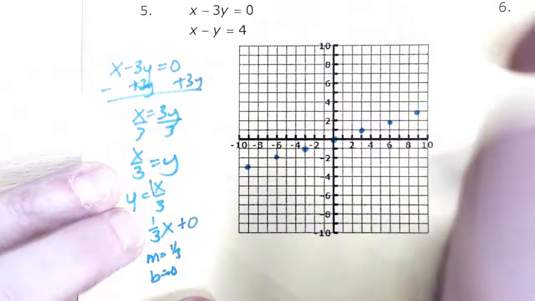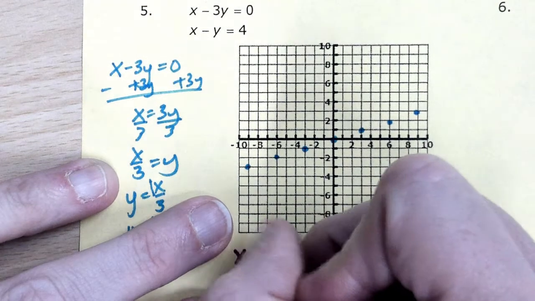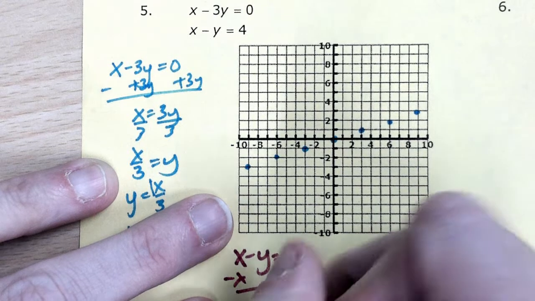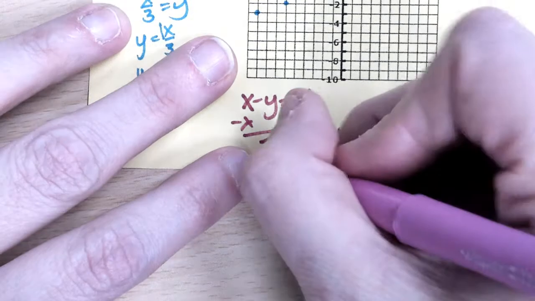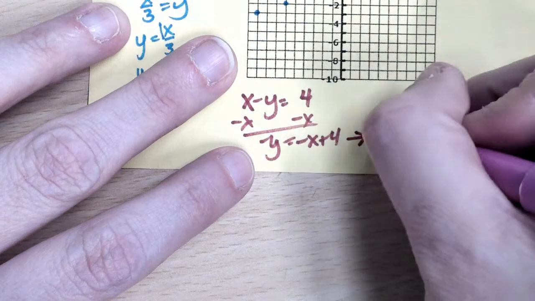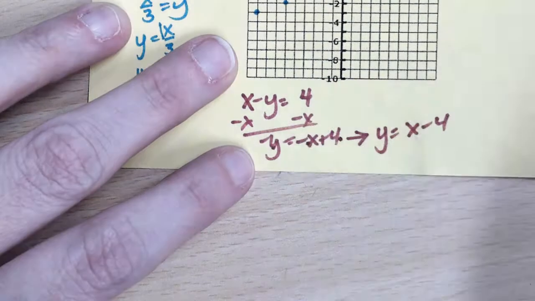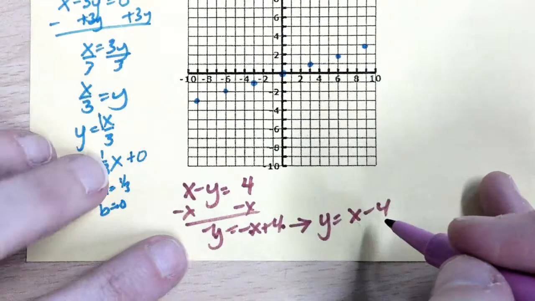Let me get my other color. x minus y equals 4. Negative y equals negative x plus 4. Well, if I want this to be positive, then I got to flip the sign on everything. y equals x minus 4. So I flip, flip, flip. This became positive, this became positive, that became negative. So now I've got this one.